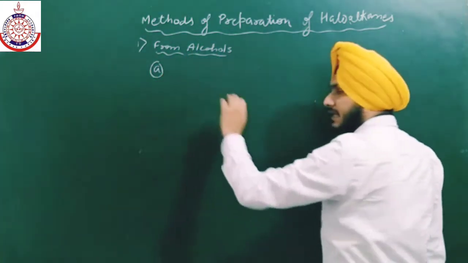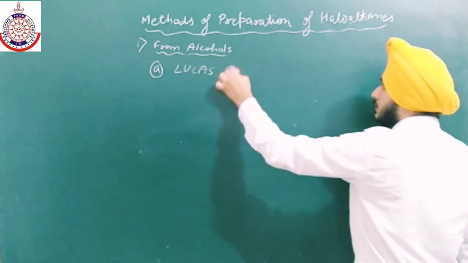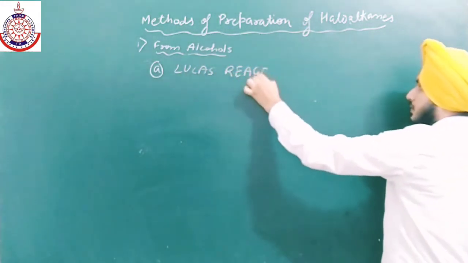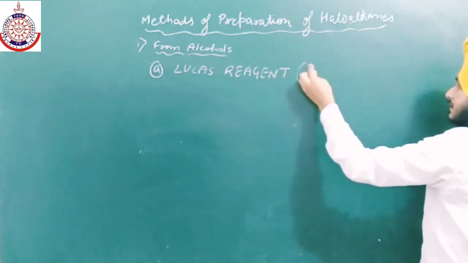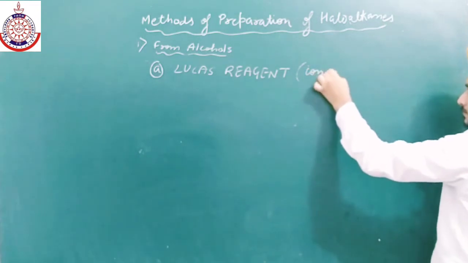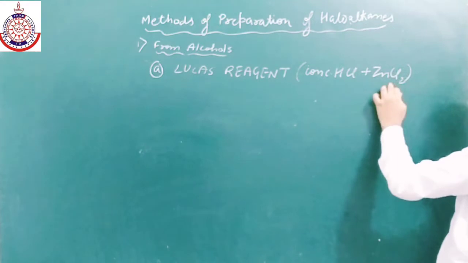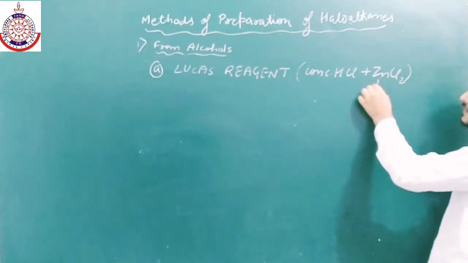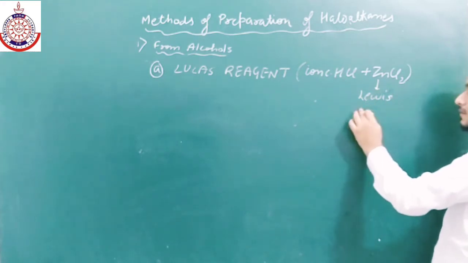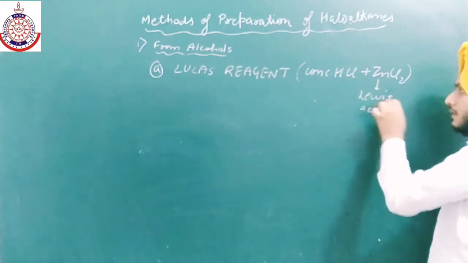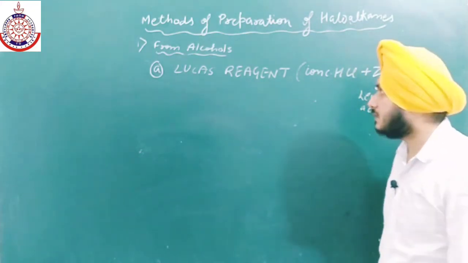So in this we have Lucas reagent. Lucas reagent is concentrated HCl plus ZnCl2. And we all know ZnCl2 is electron deficient. That is why it will act as a Lewis acid, because its octet is not complete. It will act as a Lewis acid or electrophile also, because it is electron deficient.